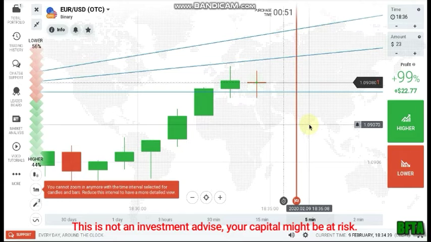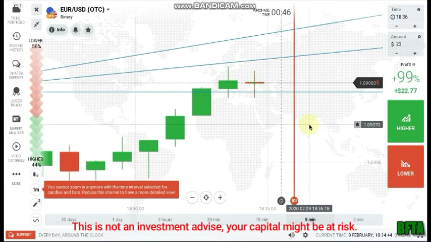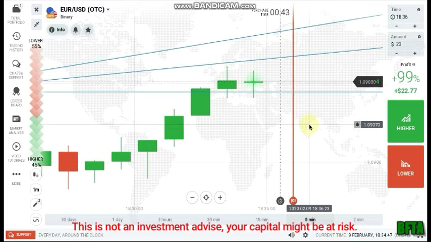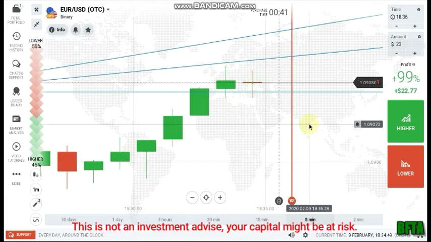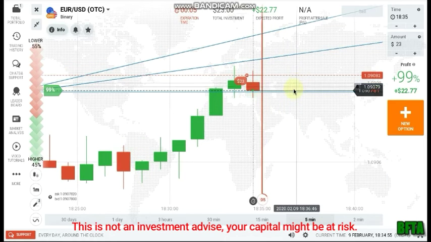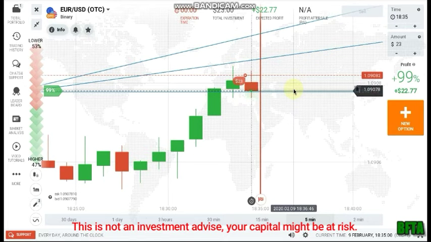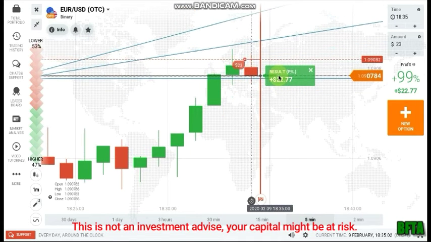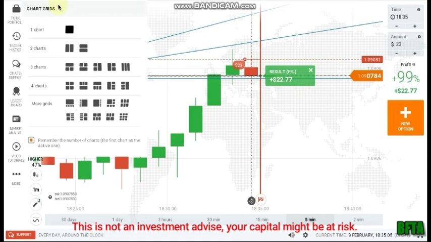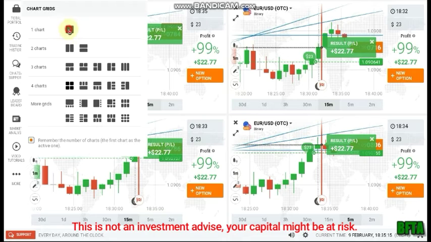It's very simple to trade using candlestick psychology. The market can go against you, but candlestick psychology can beat any type of market. Now, I think this will be my last trade. Okay, it gave me a winning trade. So you can see this one, all are winning trades.